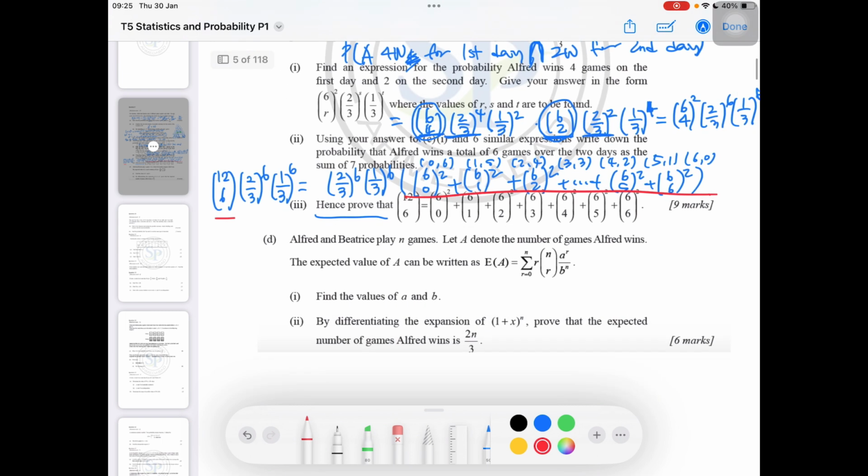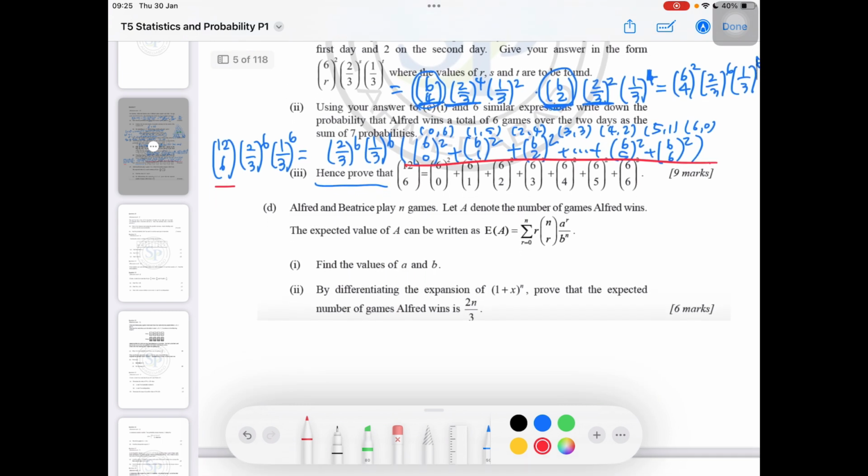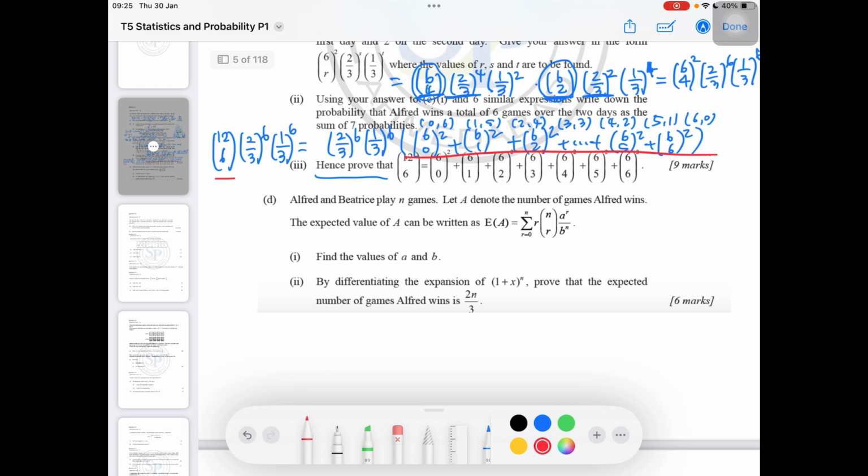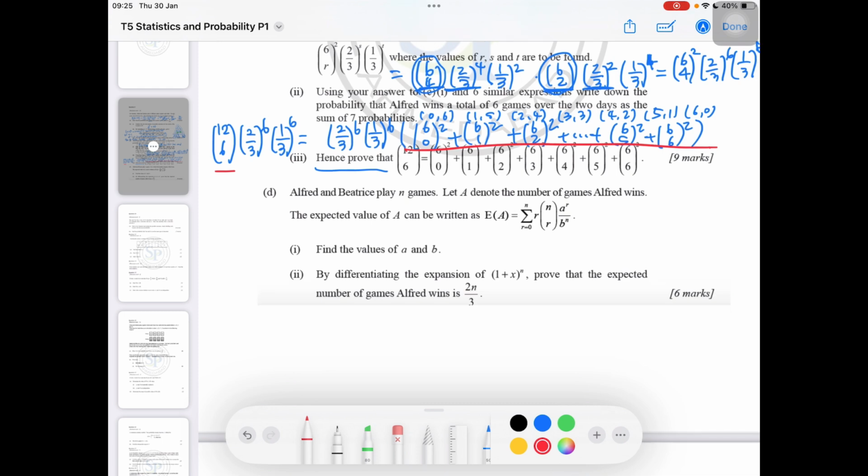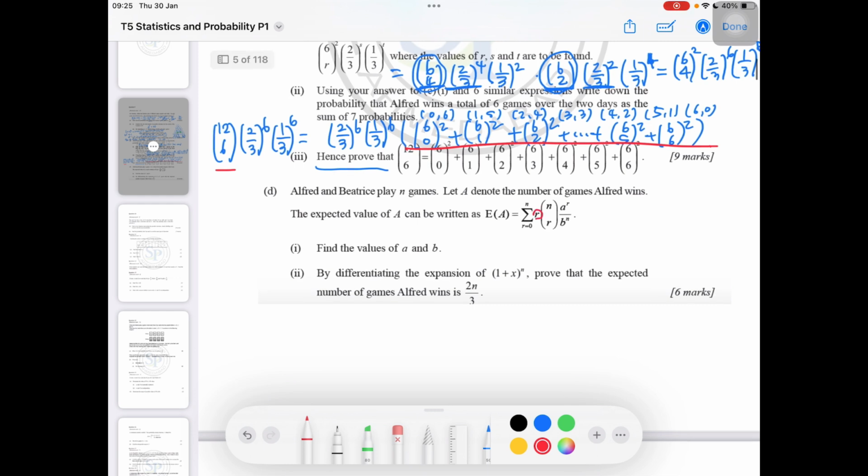Part D. Alfredo and Beatrice play n games. R is the number of games Alfredo wins. The expected value of R is A n over B. Yeah, because we multiply each value by its probability for the expectation. So find the value of A and B.